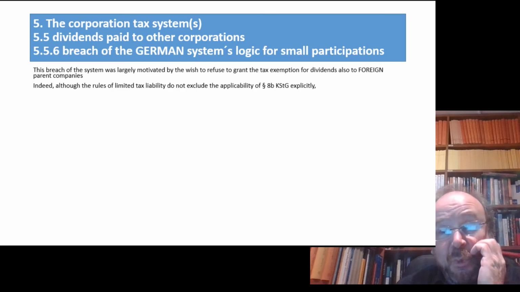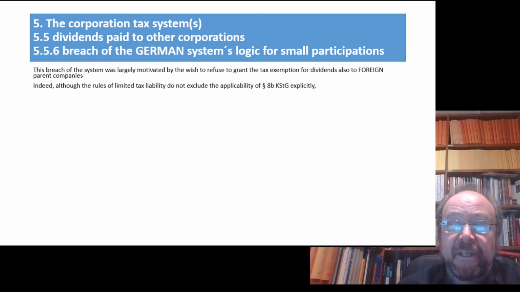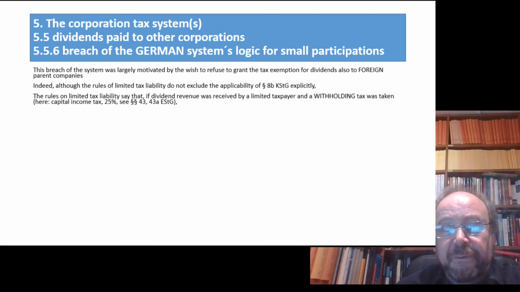That breach in the system was motivated by the wish to refuse a tax exemption to foreign parent companies. Under the EU rules for free movement of capital, you have to treat investors alike without any discrimination, irrespective of if they live abroad or in the inland. Now, traditionally, Germany had the nice idea to say, yeah, 8b is applicable to all juridical persons, also to the foreign ones within the framework of limited tax liability.